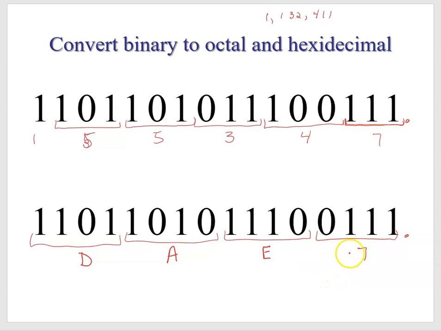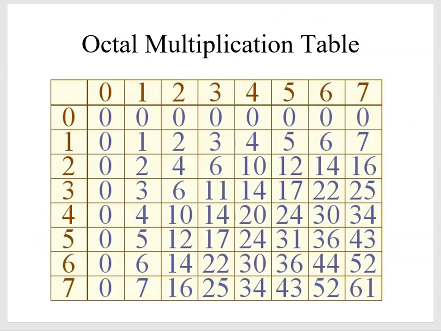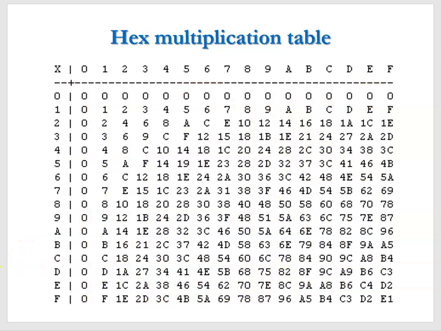So this is how we can easily convert back and forth between hexadecimal, octal, and binary, all because they're all powers of 2. If we want to do multiplication, we have multiplication tables that we've memorized in base 10. We can also use multiplication tables for octal and hexadecimal. So we'll show an example of doing hex multiplication using a hex multiplication table in the next video.